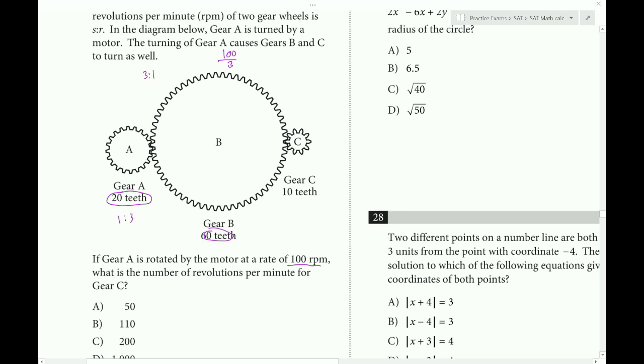Okay, and then this ratio is 6 to 1. So it would be a 1 to 6 ratio. So I then have to multiply the speed by 6. And that would make 200.